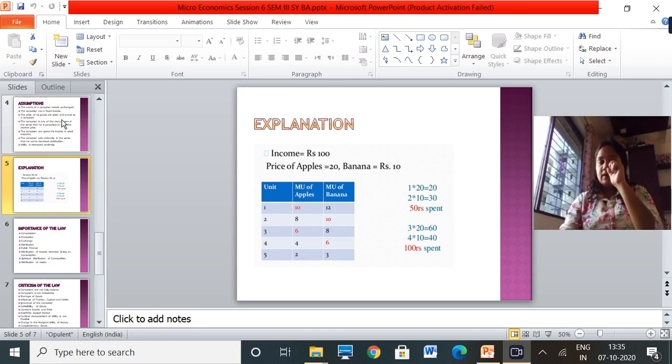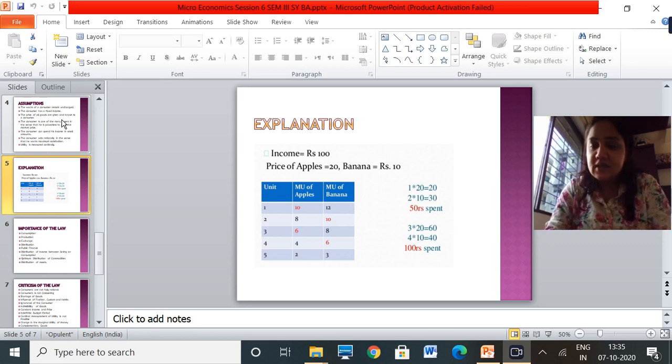Let's see for bananas. Even for bananas, as he goes on increasing the units of the product, the utility that he is getting is going on decreasing. Now let us see which are the equating numbers. If you see, in the first case it is 10 and 10, in the second it is 6 and 6, and there is also 8 and 8. So these are certain equating numbers that you are getting.